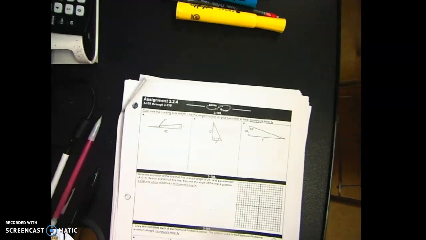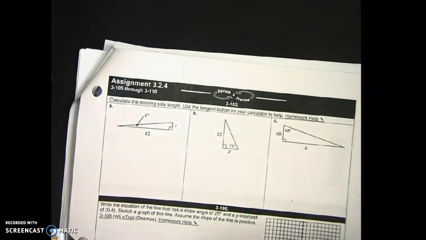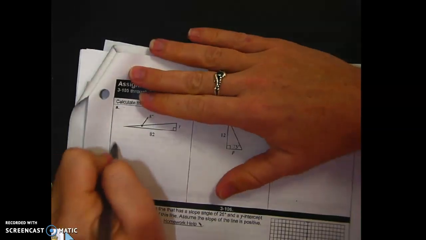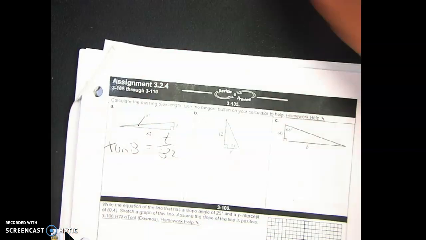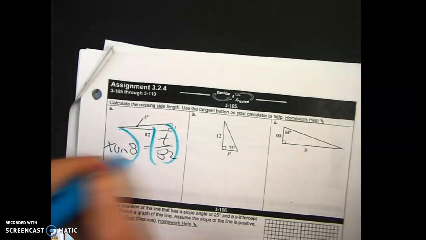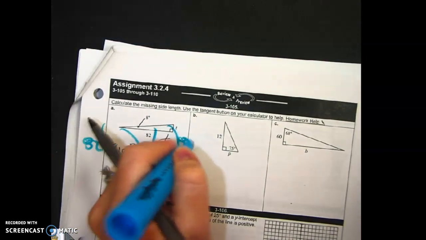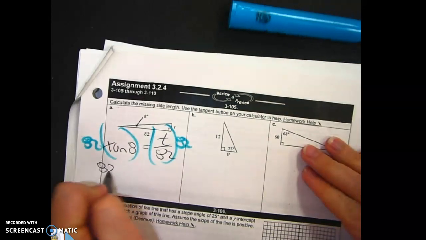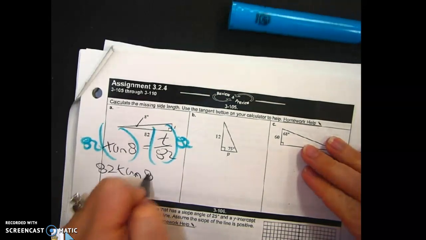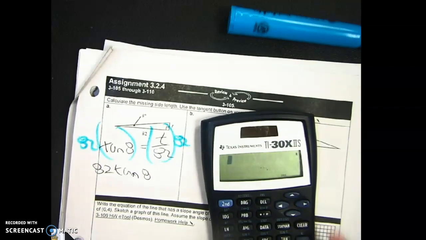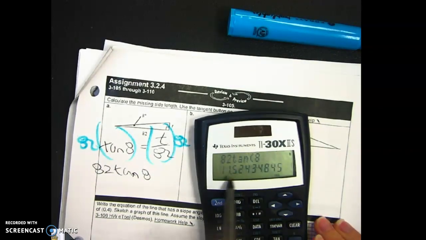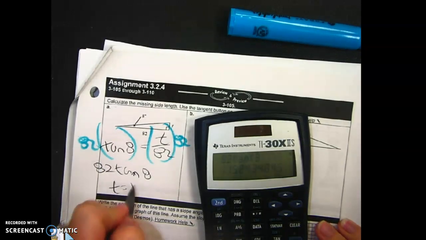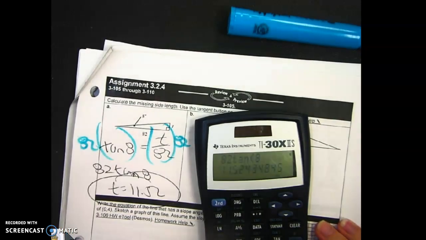So it looks like what we need to do is find the missing side. So let's use tangent. So we're going to go tan of 8 equals t over 82. Multiply both sides by 82. So 82 tan 8. Pick up my calculator. 82 tan 8. Rounded to the nearest hundredth, 11.52. So t equals 11.52. Okay.